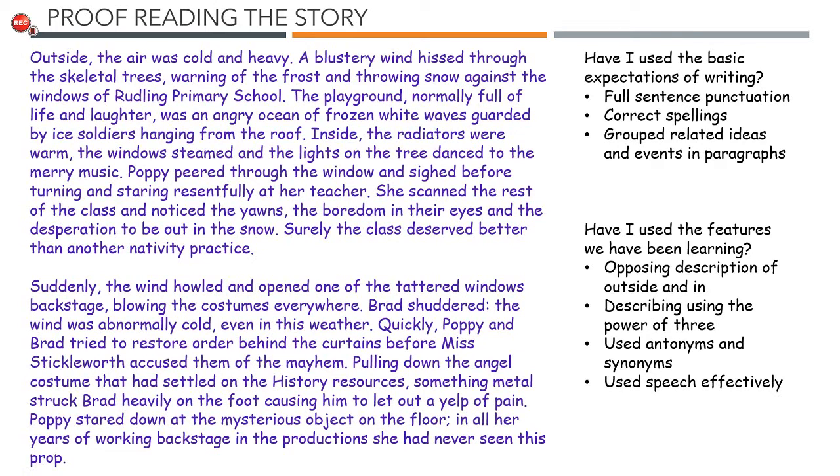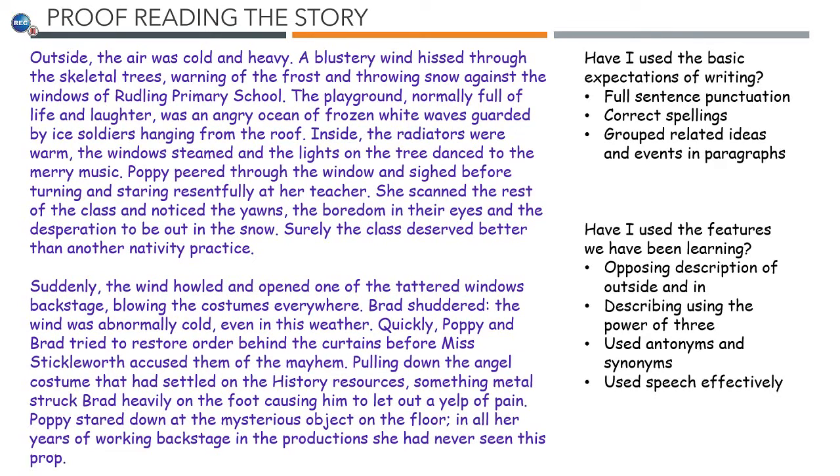Okay, have I used the power of 3? So that's sentences of 3. A blustery wind hissed through the skeletal trees, warning of the frost and throwing snow against the windows of Rudlin Primary School. That's 3 things we've listed together. Inside, the radiators were warm, the windows steamed, and the lights on the tree danced to the merry music. There's another sentence of 3. She scanned the rest of the class and noticed the yawns, the boredom in their eyes, and the desperation to be out in the snow. Another power of 3, sentence of 3.